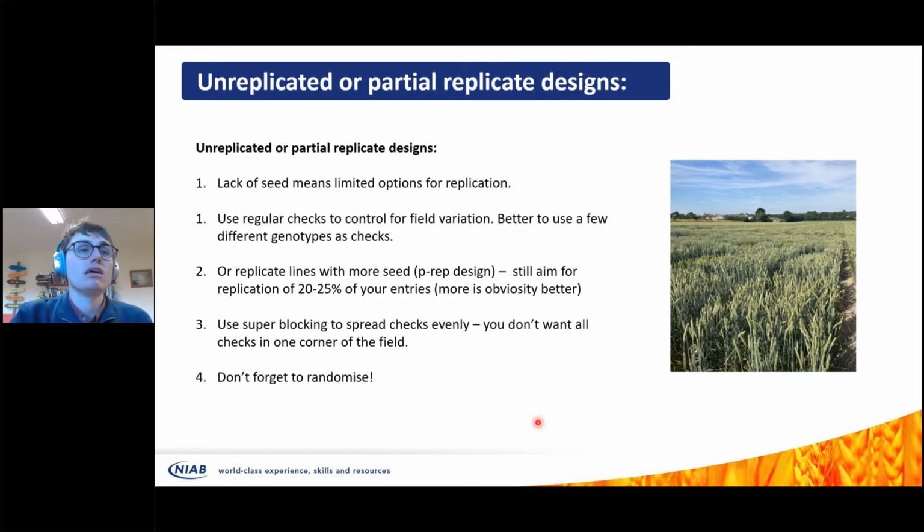One thing I would recommend here is to use super blocking. This is a way of making sure that you're spreading your checks evenly across the trial, and that all of your checks don't end up in one corner of the field. And don't forget to randomize.